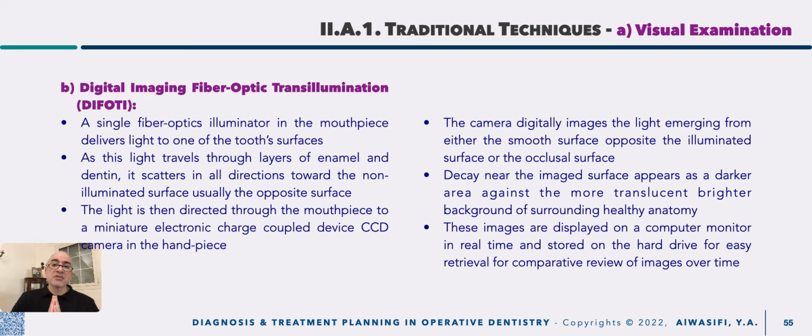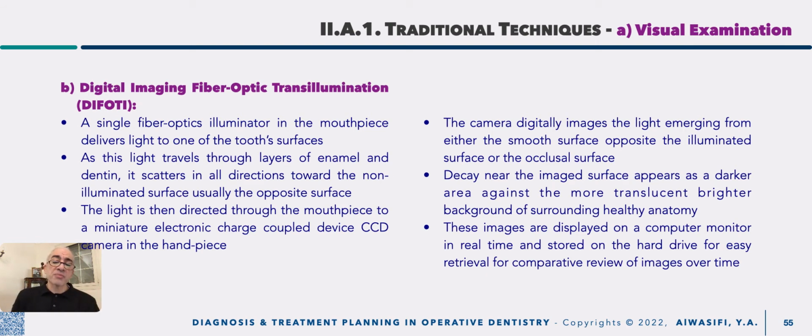As the light travels through the layers of enamel and dentine, it is scattered in all directions toward a non-illuminated surface on the opposite side. The light is then directed through the mouthpiece to a miniature electronic charged coupled device camera in a handpiece, and the camera digitally images the light emerging from either the smooth surface opposite to the illuminator surface or the occlusal surface, and transmits it to be processed via the software there.